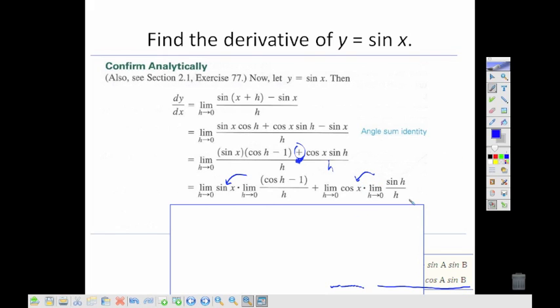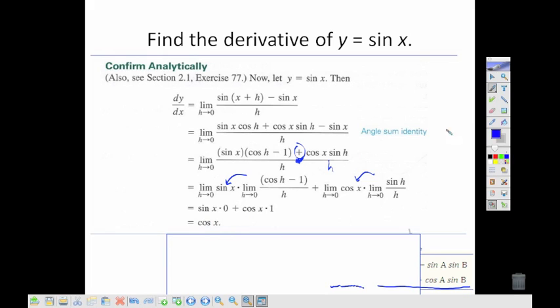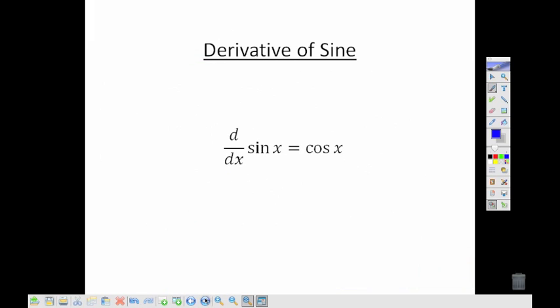When we do that, notice sine of h over h. This is the same limit that we looked at before. That limit is equal to 1. Cosine of h minus 1 over h is going to be equal to 0. And so we're left with sine of x times 0 plus the cosine of x, which is just going to leave us with the cosine of x. So notice that the derivative of y equals sine of x is equal to cosine of x.